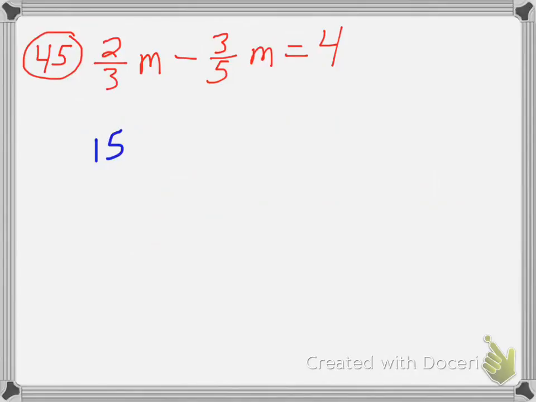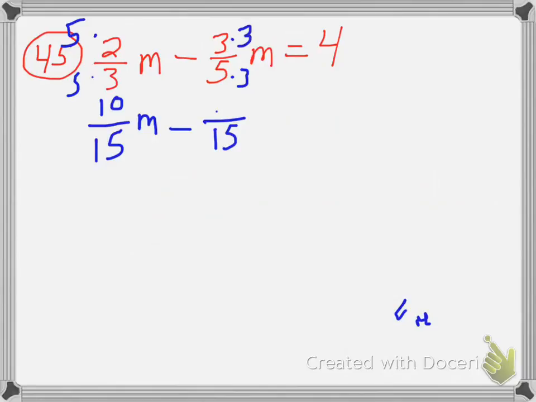So 5 times 3 is 15, so I multiply that times 5. I also have to multiply the top times 5. So 5 times 2 gives us 10 over 15m. Same thing on the other side, it's still minus. That is 15. On here I had to multiply by 3 on the bottom to get 15, so I have to do the same thing on the top. So 3 times 3 is 9 over 15. I still have the 4 on the other side.